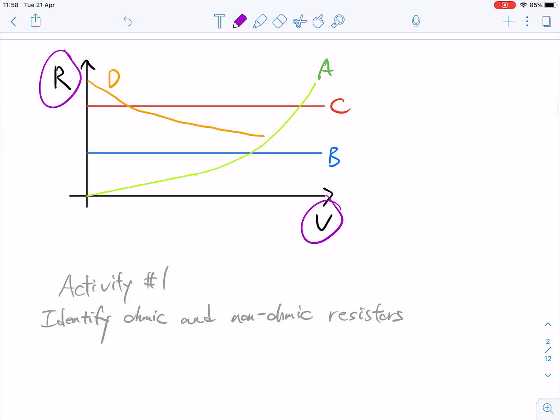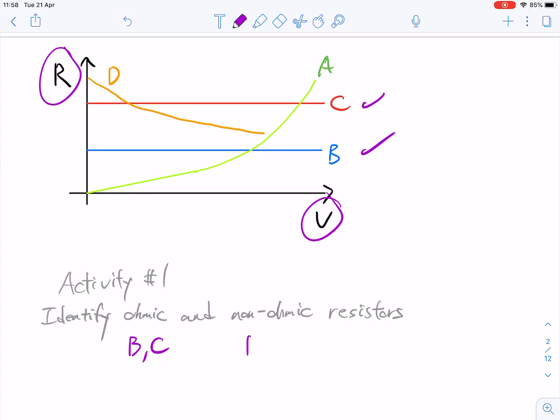Hopefully you've had a chance to do that. Resistance is meant to be constant in an ohmic resistor, so B and C both demonstrate that. The ones where resistance is changing are the non-ohmic resistors, so D and A. With the resistance decreasing, maybe the light's being powered off, and A is where maybe the light is being powered on.